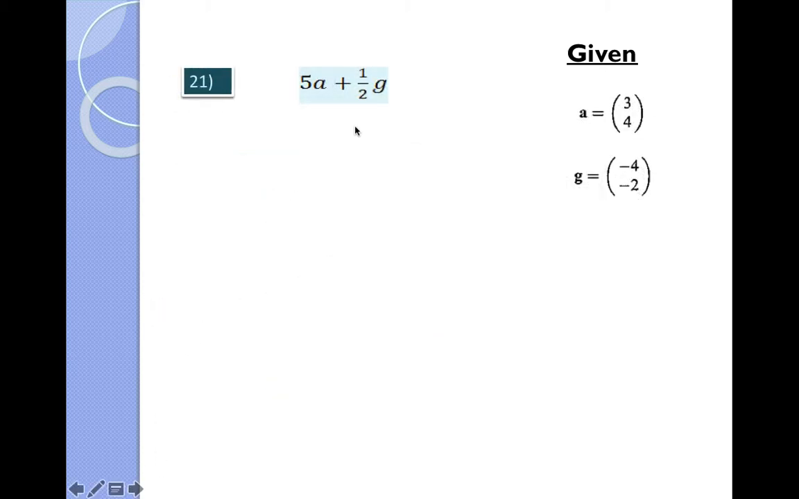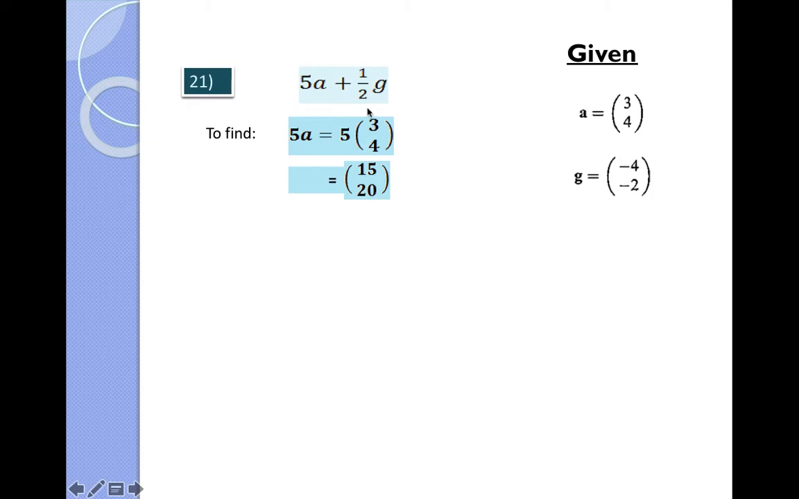Now moving to the next question. Question number 21, 5a plus half g. Here vector a is given as 3, 4 and vector g is given as negative 4 and negative 2. First, 5a: this 5 is a scalar, so you have to multiply the x component and y component of a by the scalar 5. So first we will solve 5a. 5 multiplied by 3 you get 15, and 5 multiplied by 4 you get 20. So you found 5a.